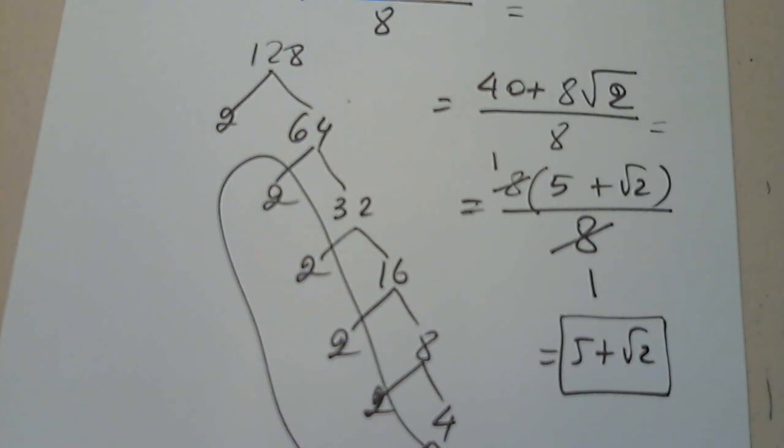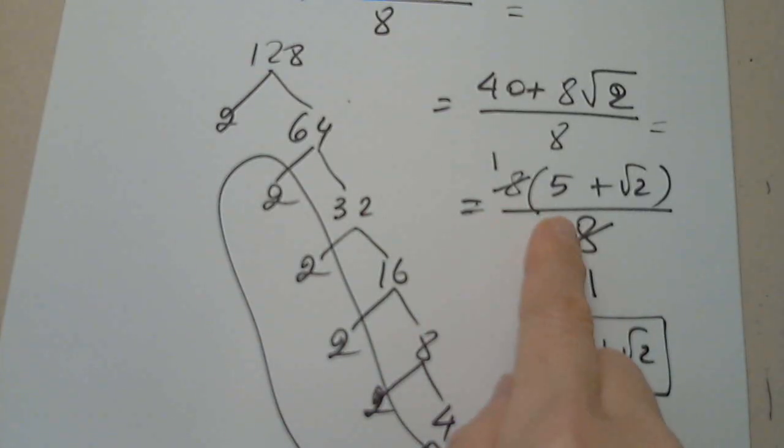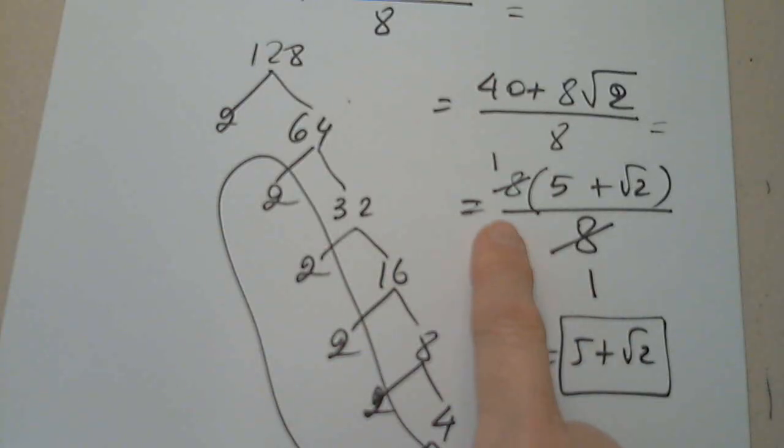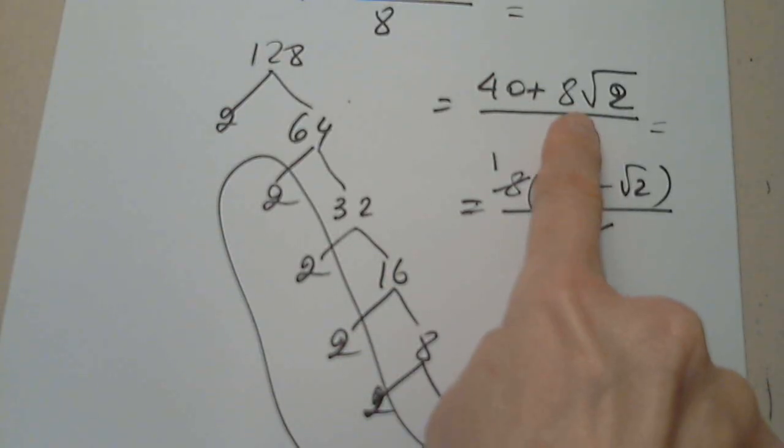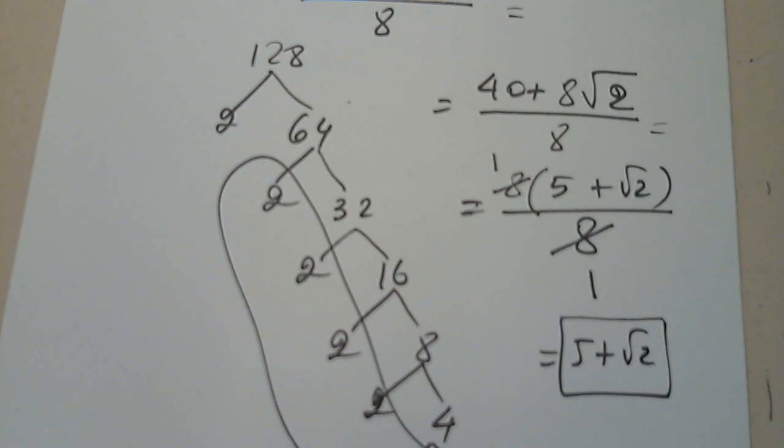Factor out the 40. Say it again. I'm sorry. How'd you get rid of the 40? Like, how'd you simplify that? 8 times 5 is 40. 8 times 1 is 8. I factored out 8.